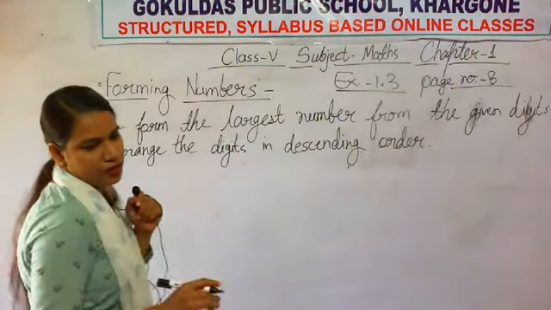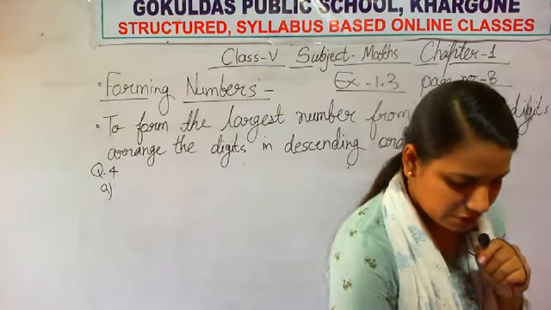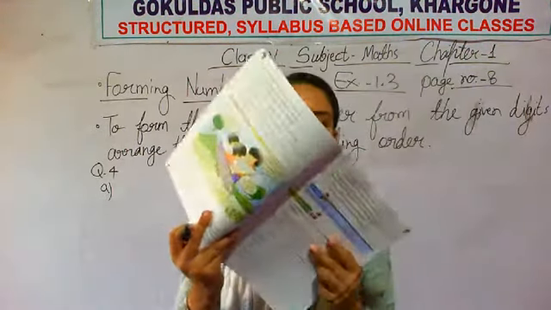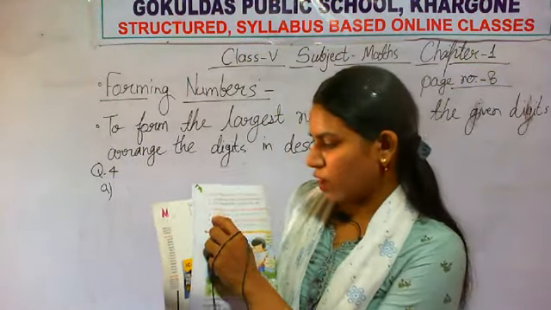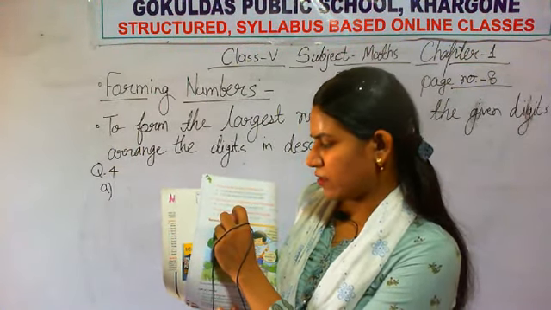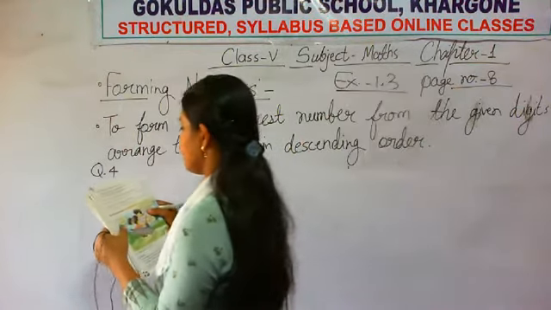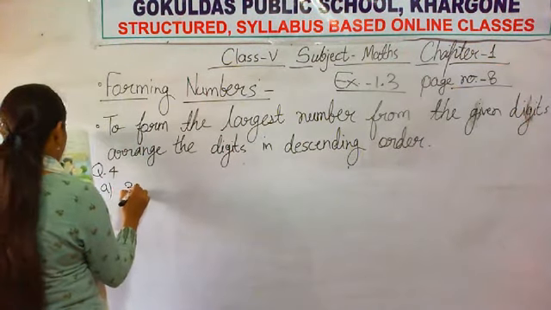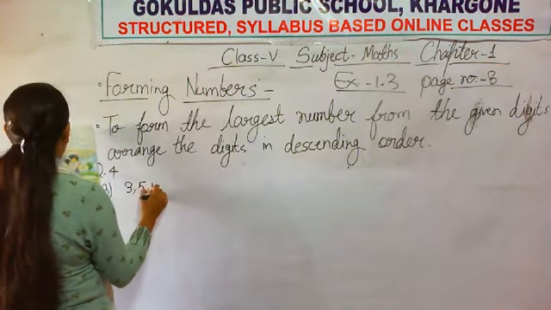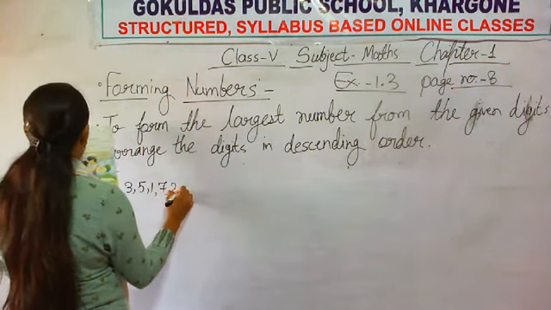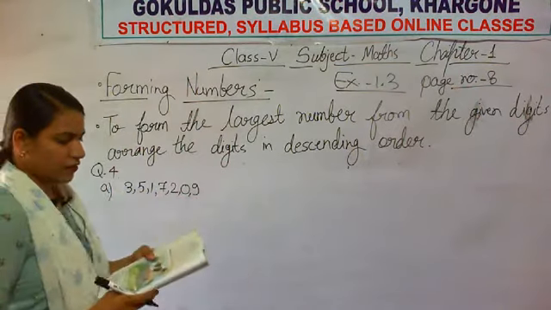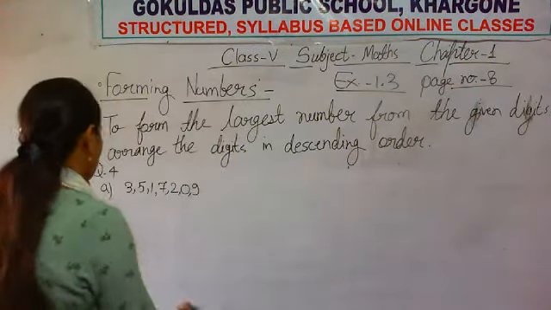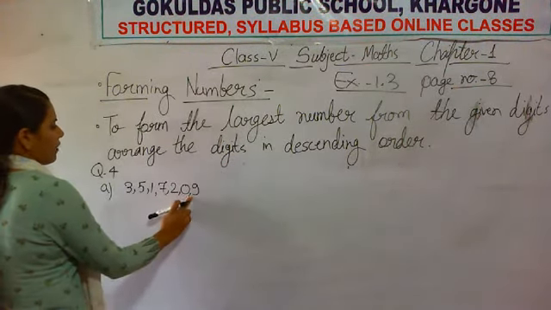How many digits are given in the question number 4's A? Let's count with me. 1, 2, 3, 4, 5, 6 and 7. 7 digits are given. 3, 5, 1, 7, 2, 0 and 9. These digits are given. What is the step to write the largest number?